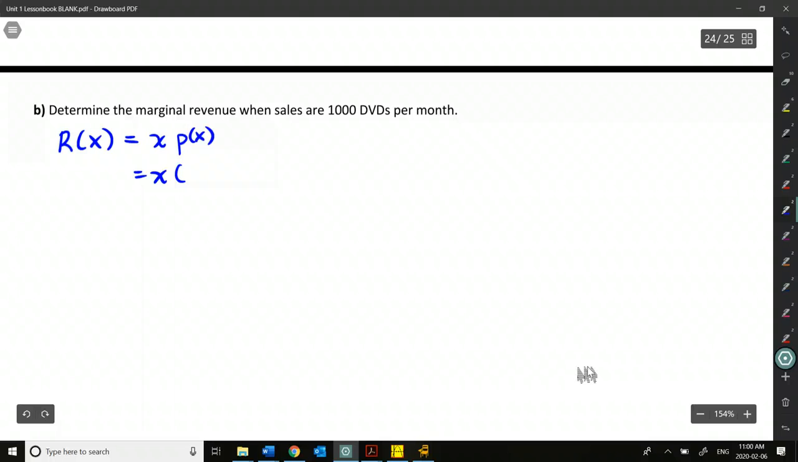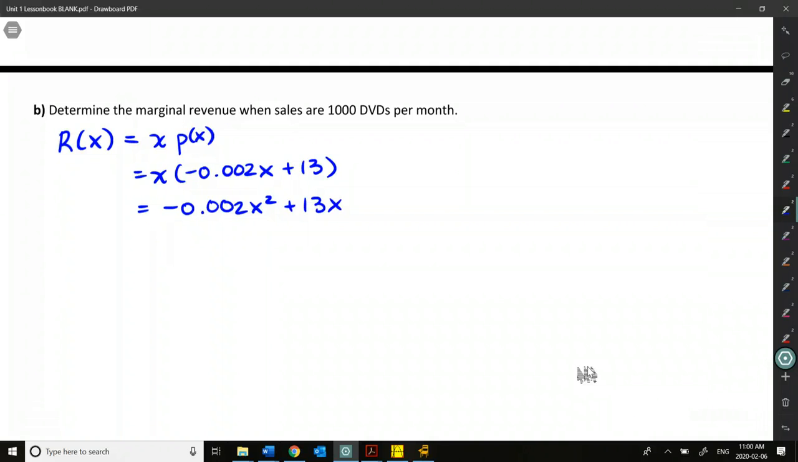Okay, so P at X, we just found this above. And I'm just going to distribute this to make our derivative a little bit easier so that we don't have to really do product rule.